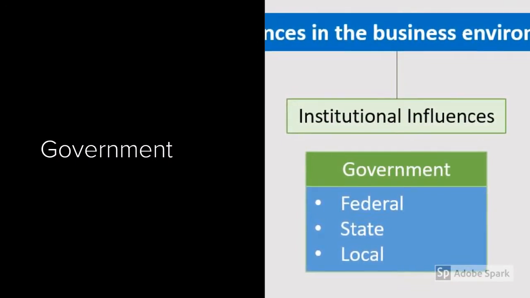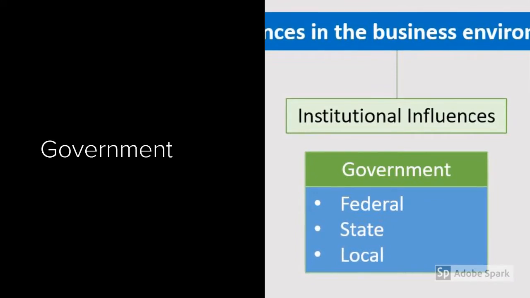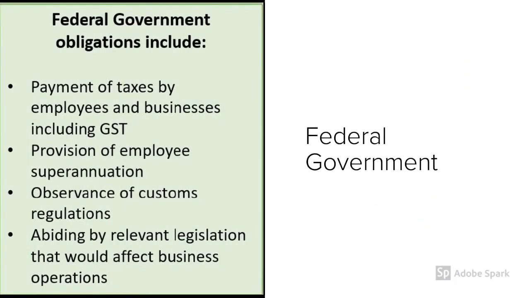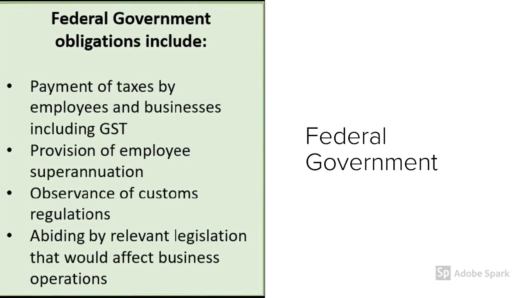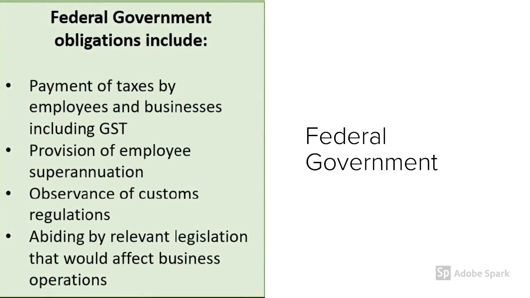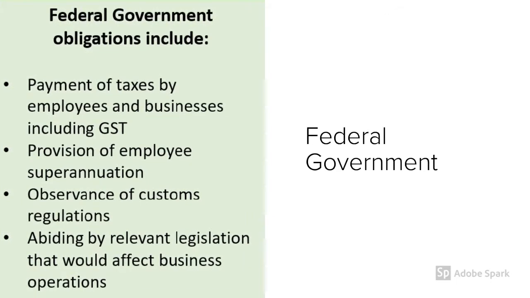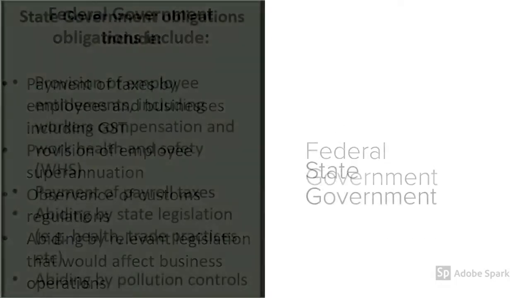Each level of government imposes a range of regulations on businesses to standardise and protect their dealings with consumers and competitors. For instance, the federal government has a responsibility to ensure that taxes are paid by employees and businesses, including the collection of GST, that employees are provided with superannuation, which is paid into a nominated superannuation account, and also ensures that relevant legislation that affects business operations is also complied with.